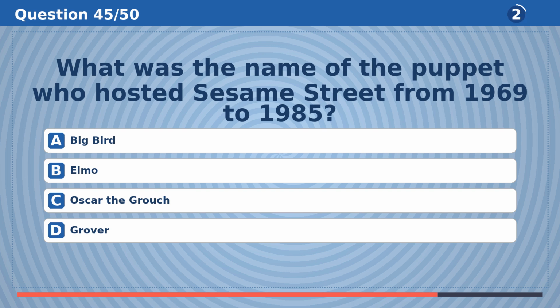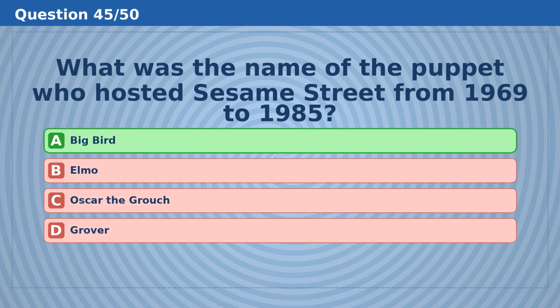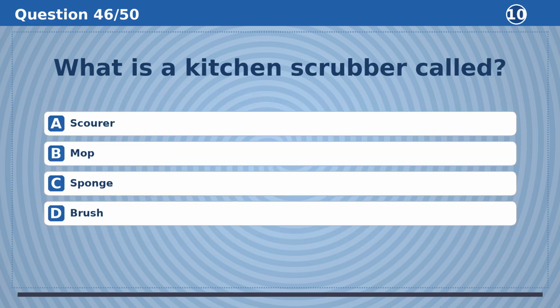What was the name of the puppet who hosted Sesame Street from 1969 to 1985? The answer is A, Big Bird.